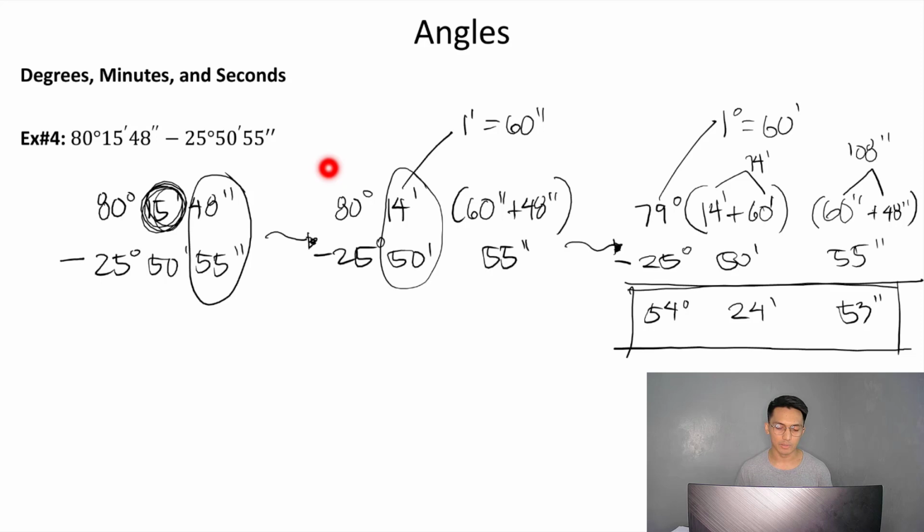Kapag subtraction, remember, ang kailangan lang nating gawin is, kapag mas maliit yung babawasan mo, you need to borrow from the other unit ng 1 minute or 1 degree. And then, i-convert natin yun. Kung ang hiniram mo ay 1 minute, i-convert mo into seconds and i-add mo dun sa maliit na babawasan mo. Ganon din kapag minute ang mas maliit, you have to borrow from the degree unit. So, that's example number 4.